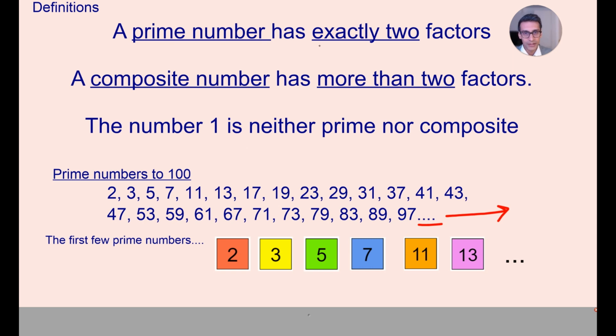So remember, a prime number has exactly 2 factors. In the case of 1, the only factor is 1, so it's only got 1 factor.